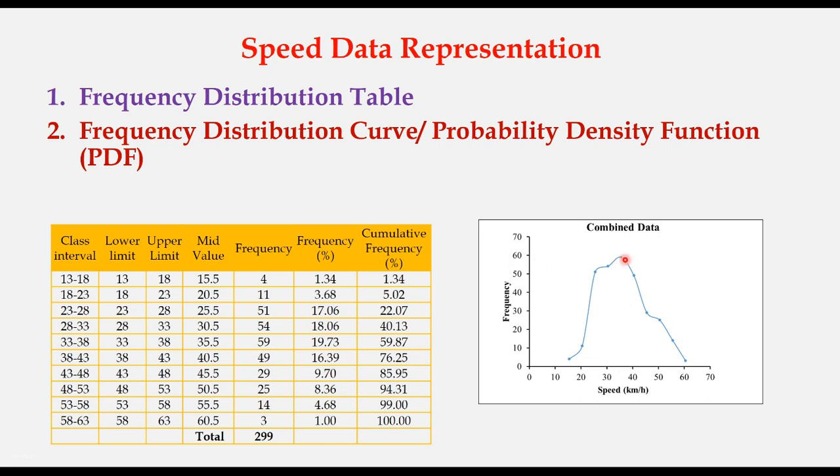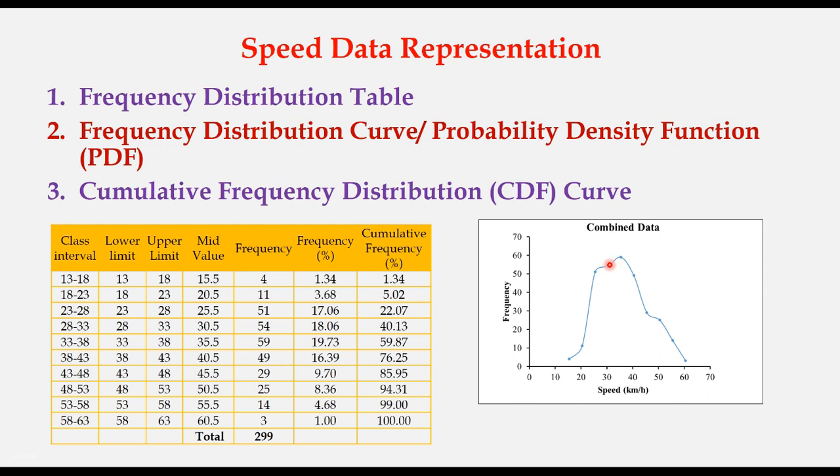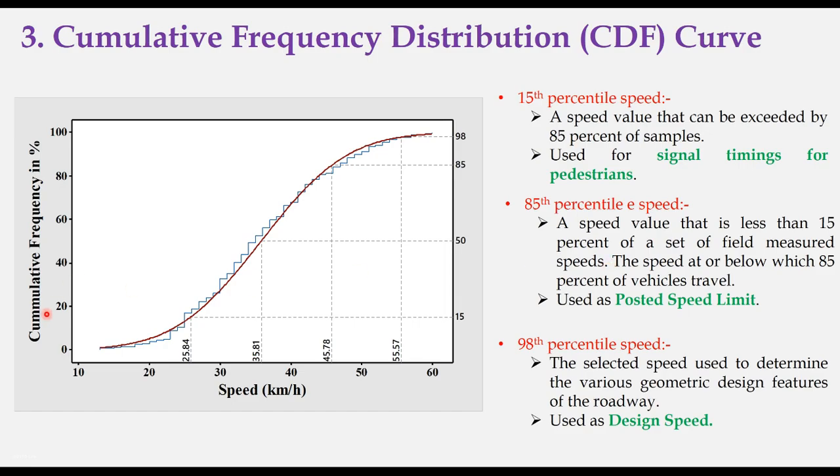Now this can further be changed to a cumulative frequency distribution curve of this type, which is generally of S shape. And this curve is extremely useful to determine the 15th percentile speed, 85th percentile speed, 98th percentile speed, and also the 50th percentile speed. Now 15th percentile speed is a speed that is exceeded by 85% of samples.